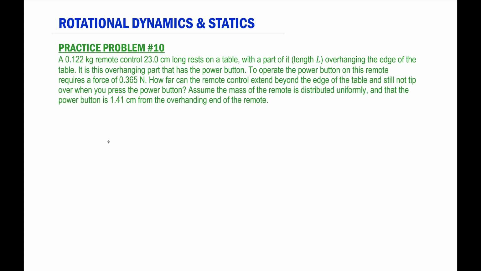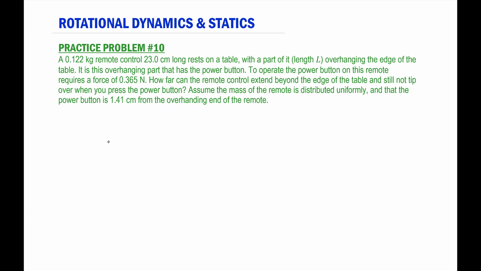So this is a question about how far the remote control can hang over the table and also let you press the power button to play. Assume the mass of the remote is distributed uniformly and that the power button is 1.41 centimeters from the overhanging end of the remote. So this is another static equilibrium problem, but more complicated. We have a remote whose mass is distributed uniformly. This means that we might want to think about the center of mass, xcm, and it should be right in the center of the length of the remote.